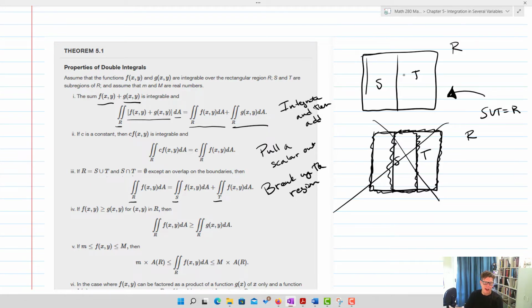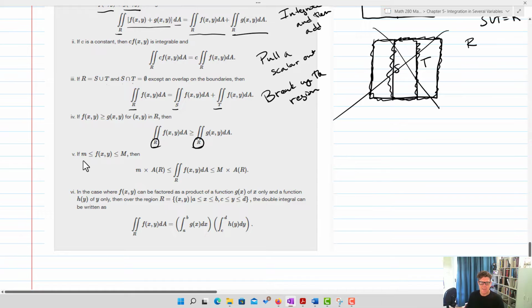Now, fourth, if f of xy is greater than or equal to g of xy for xy in R, then we're going to have that the double integral of f of xy dA is going to be greater than or equal to the double integral of g of xy dA, assuming that we're over the same region R. Basically, the inequality holds, right? And that's going to end up becoming kind of handy for us in the theoretical world.